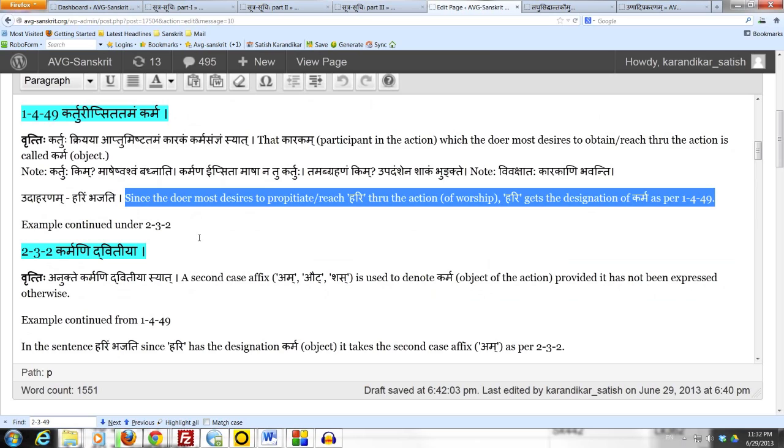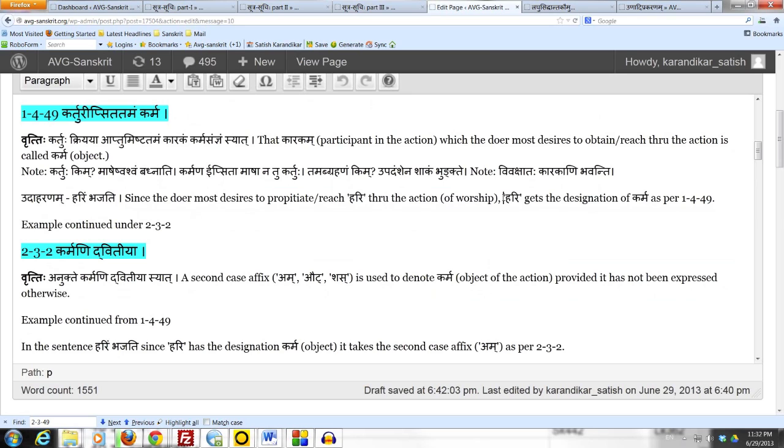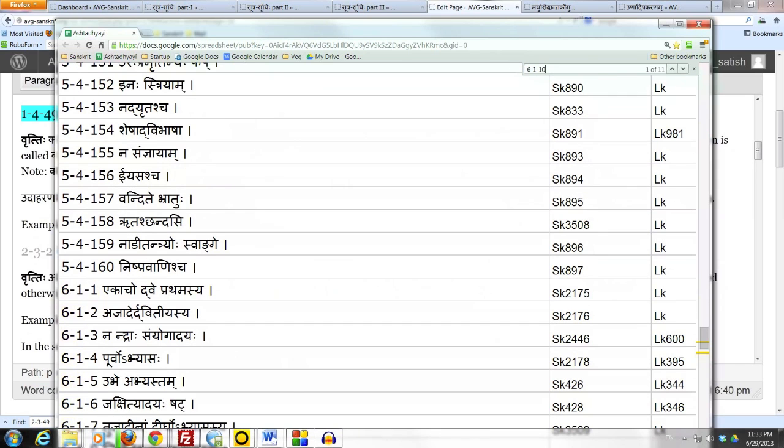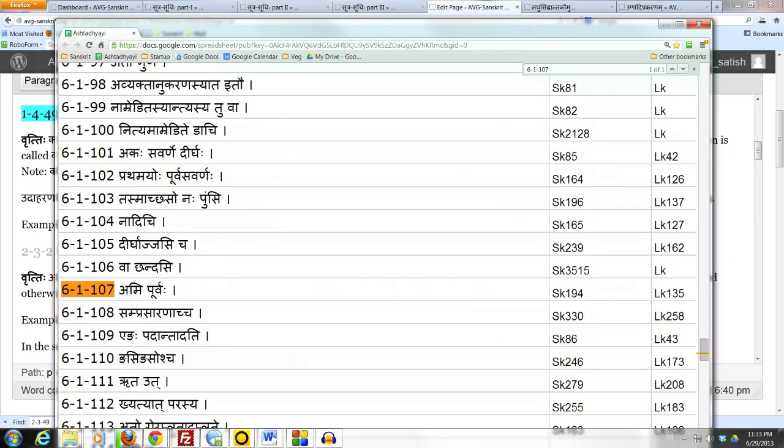So Hari gets the karma sanya by 1449, and then by this sutram 232, Hari takes the Dvitiya Vibhakti. We add the affix and then by Ami Purvah, Purva Parayoh, Ekadesha is the Purva Rupam, we get the form Harim. Ami Purvah, of course, is 6.1.107.